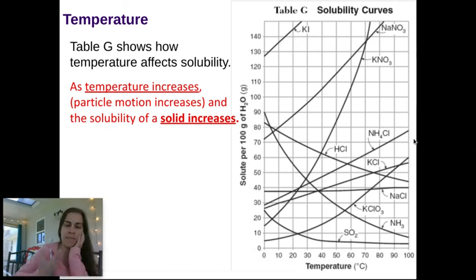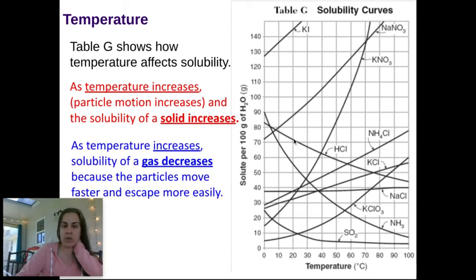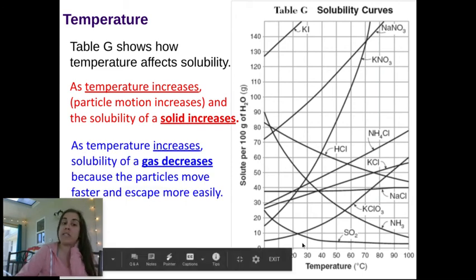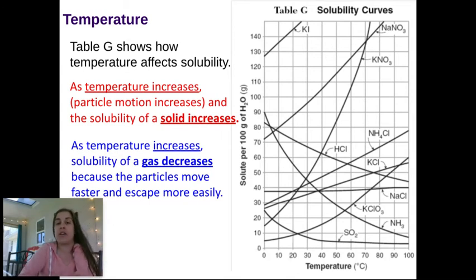Now, if you go to the opposite end, as temperature increases, the solubility of a gas will decrease, because the particles move faster and a gas will then escape. So if you think about soda, we drink soda when it's cold because it keeps it more carbonated. It keeps the carbon dioxide gas in more easily. It keeps that gas more dissolved.